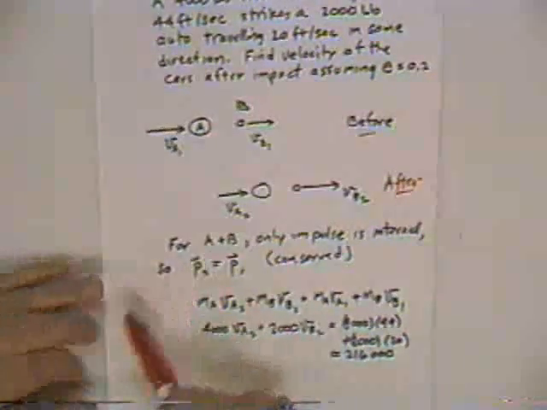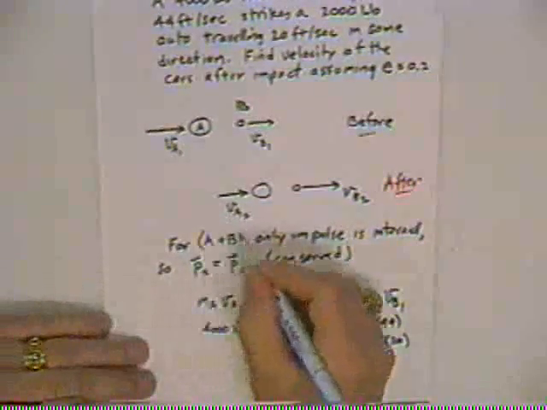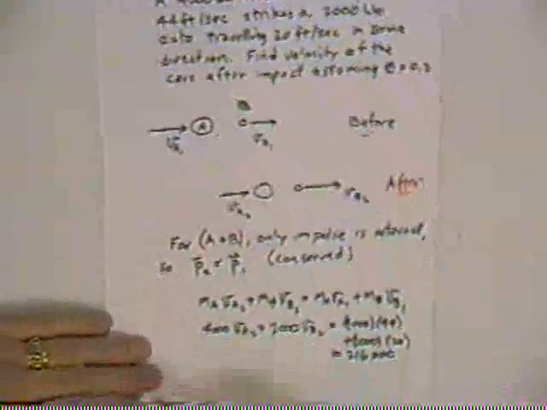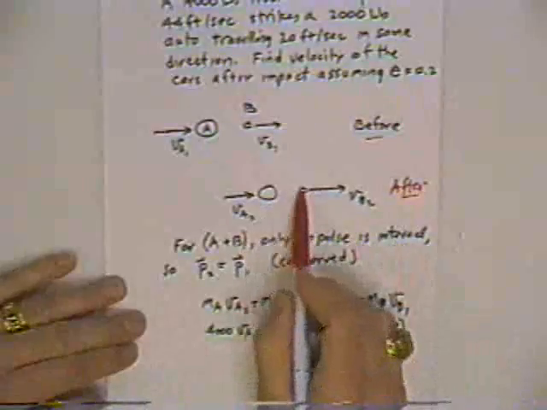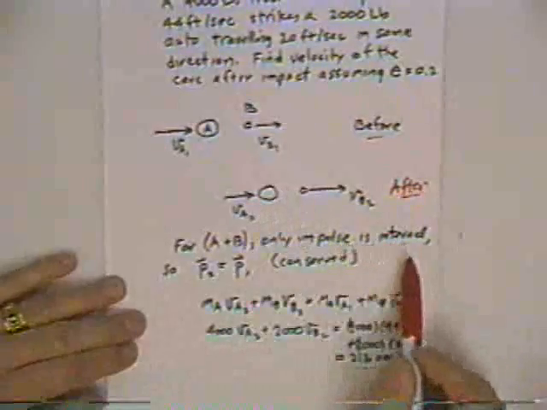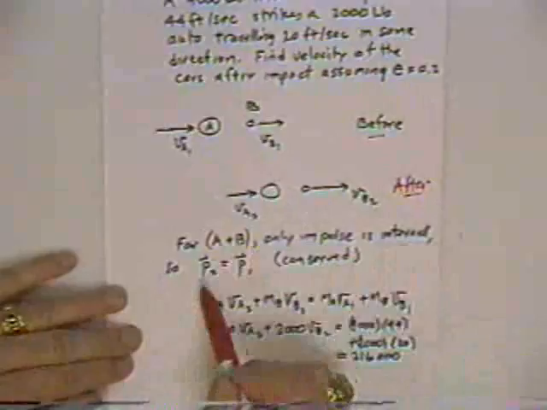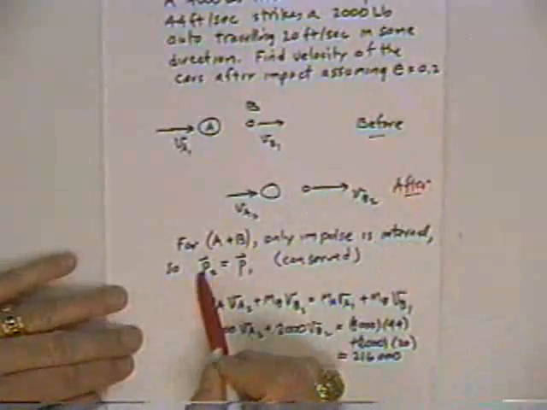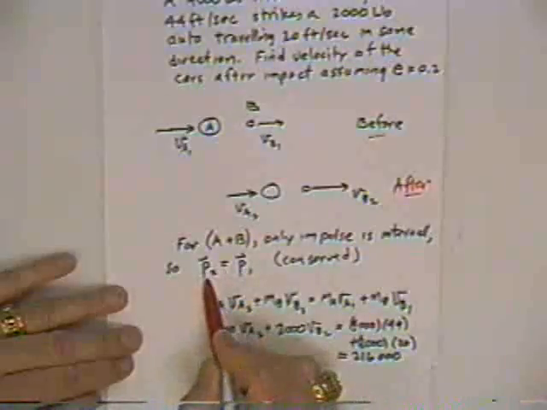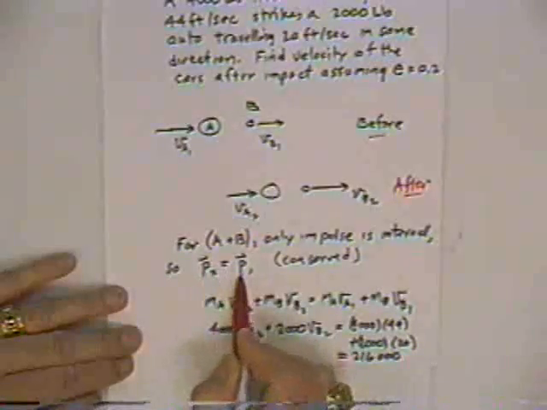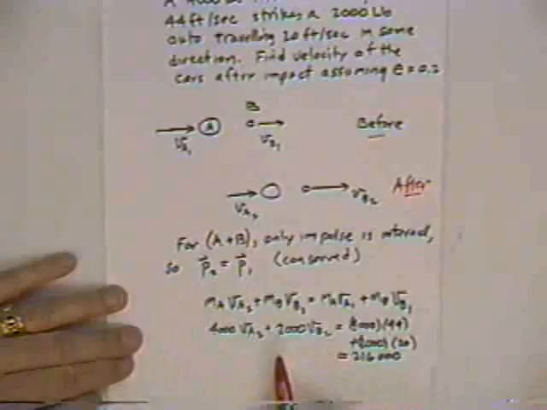Okay. For the system of A plus B, just as we said before, there is an impulse, but it's internal. The impulsive force is between the two particles during collision, and since it's internal to the system, there's no external impulse. So linear momentum is conserved. The linear momentum P at time 2 is equal to the linear momentum P at time 1.